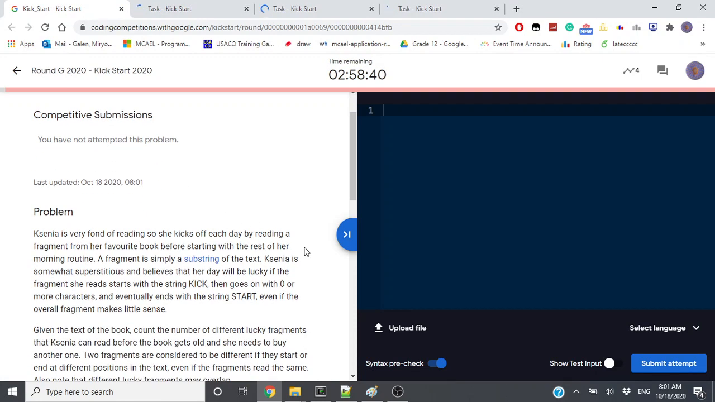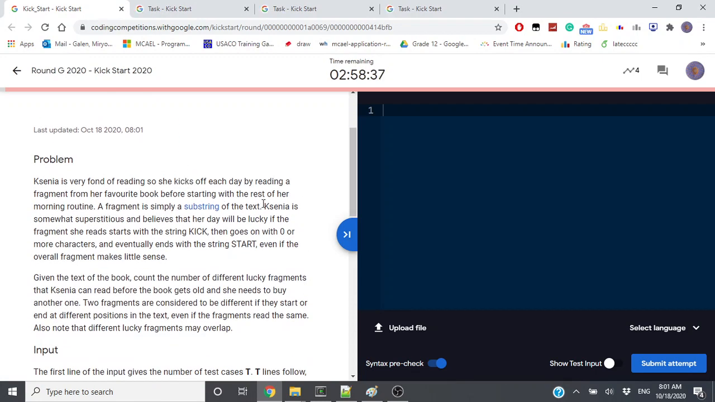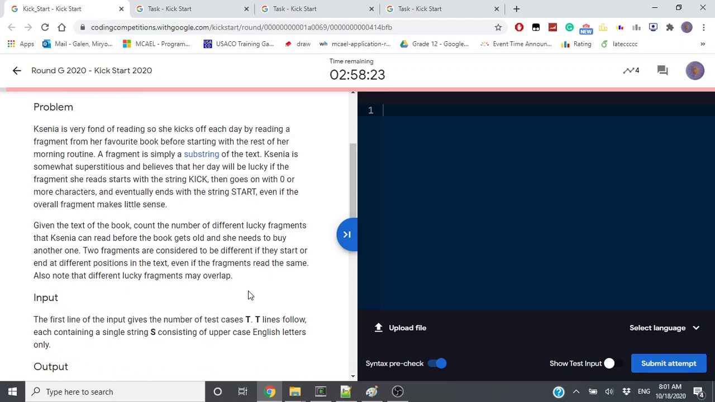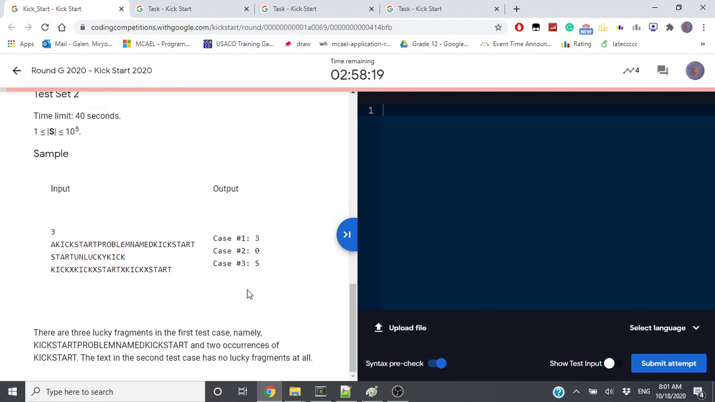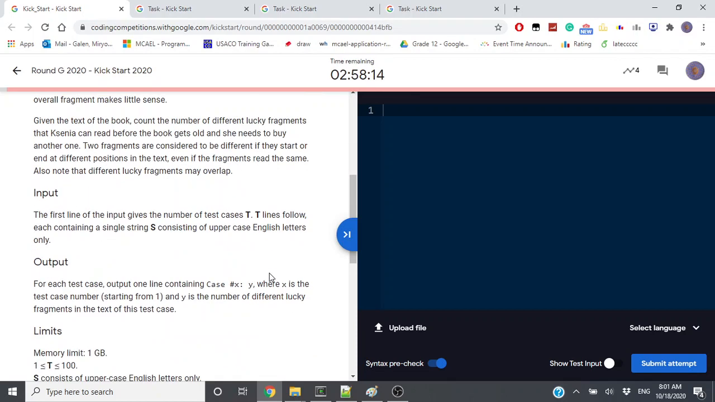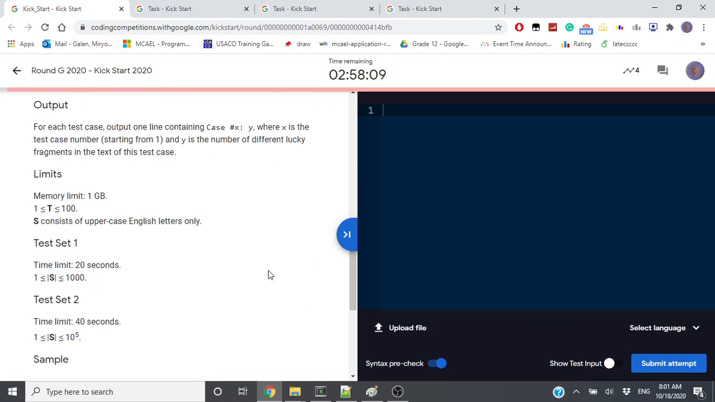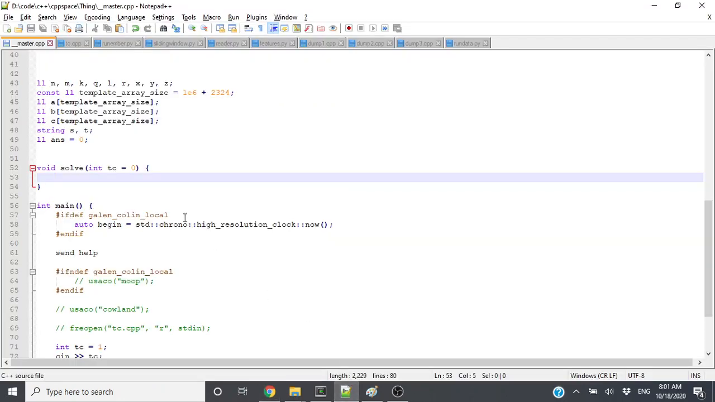Kick_start. Kicks off each day for starting. That's perfect. So it starts with the string kick, ends with the string start, and the overall fragment makes little sense. So kick and start don't share any characters, which means that it should be chill, I guess.